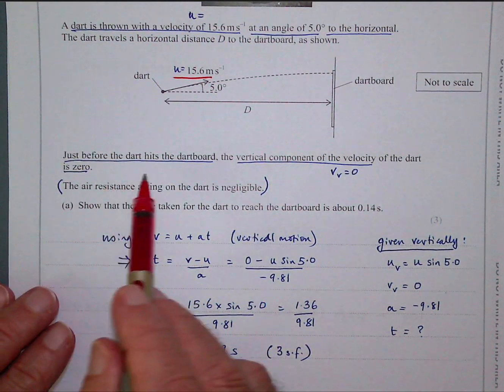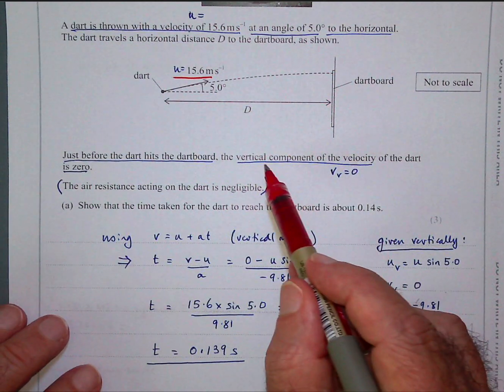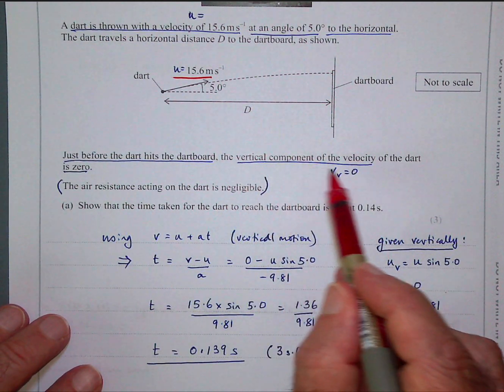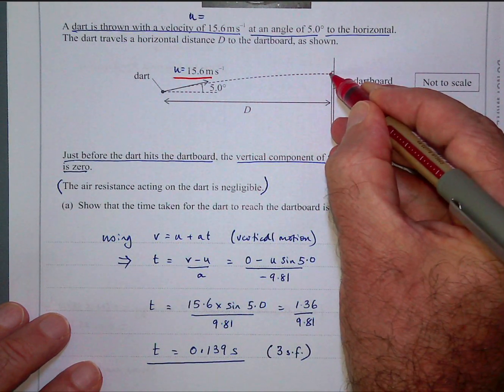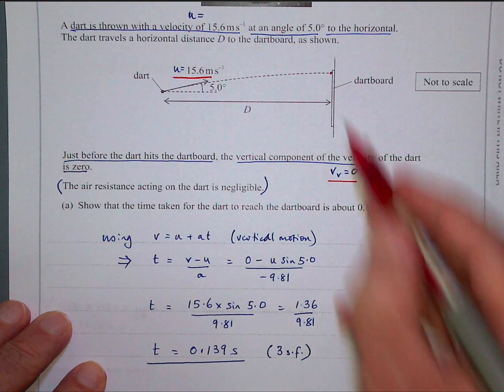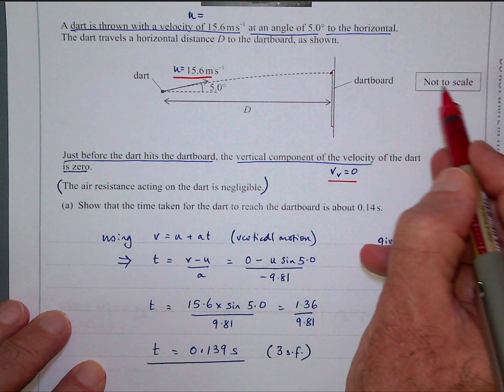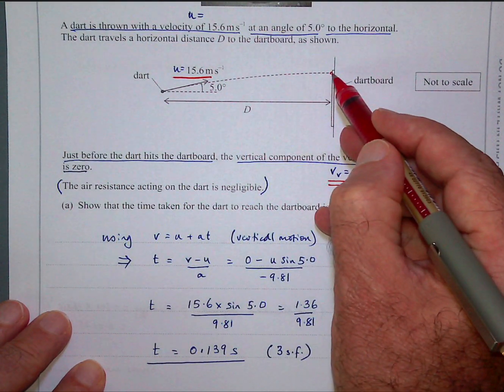So just before the dart hits the board, it's at the maximum height, okay? The vertical component of the velocity is 0. So vertical velocity here is 0. So basically, you've reached the maximum height that it's going to go. If it continued going, it would then start coming back down again, because obviously it's not going upwards, because the vertical velocity at this point is 0.